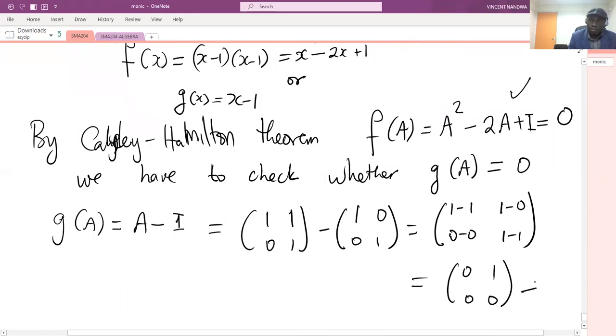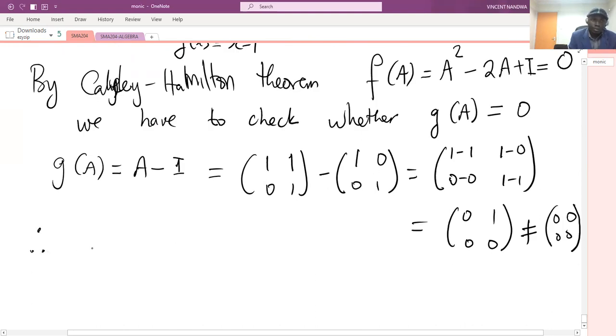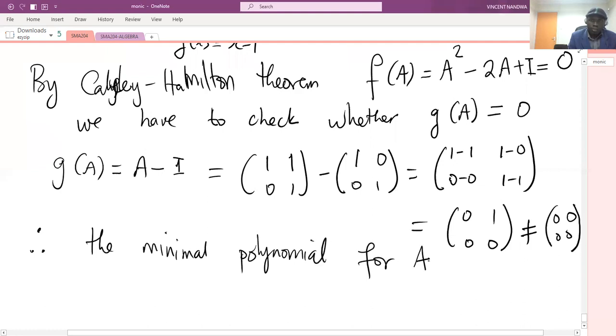But you see, this is not a zero matrix. Because every square matrix satisfies its minimal polynomial and this one is not satisfied, g of x, x minus 1, cannot be the minimal polynomial. So therefore, the minimal polynomial for A is x squared minus 2x plus 1. So just write MA of x. Remember, another person can use the polynomial in terms of lambda, so it can be MA of lambda equals lambda squared minus 2 lambda plus 1, which has the same meaning.